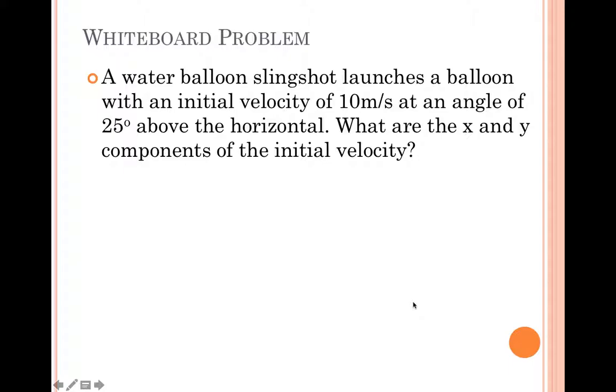Okay, try this one. A water balloon slingshot launches a balloon with an initial velocity of 10 meters per second and an angle of 25 degrees above the horizontal. What are the x and y components of the initial velocity? So this is exactly the same problem we just had. We just have a different initial velocity than we had before. So hopefully when you get finished with it, you'll agree that these are the two values that you got. These are pretty straightforward if you just reach back and remember what you know about basic trigonometric functions.